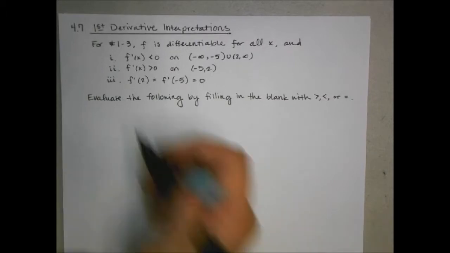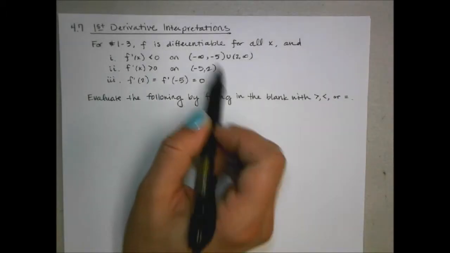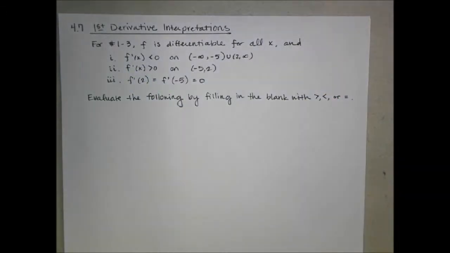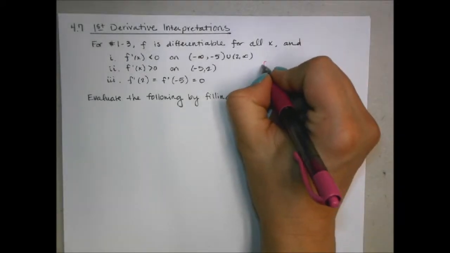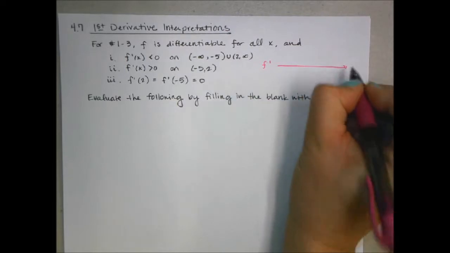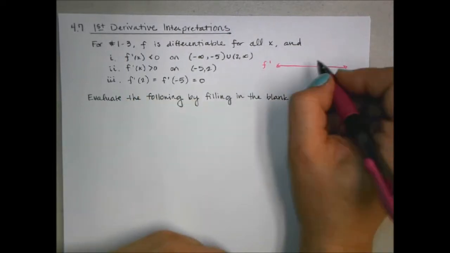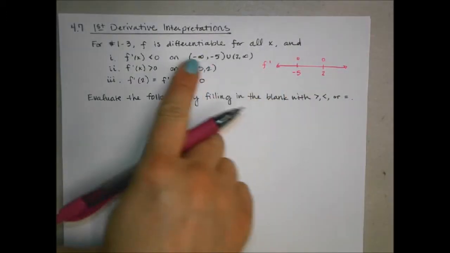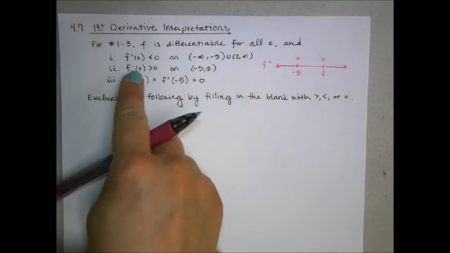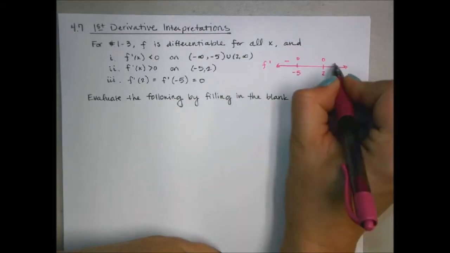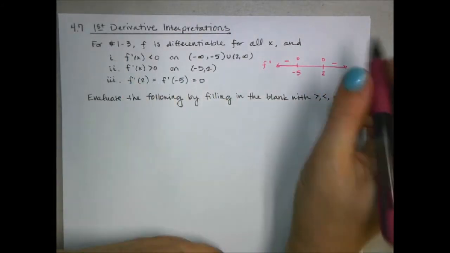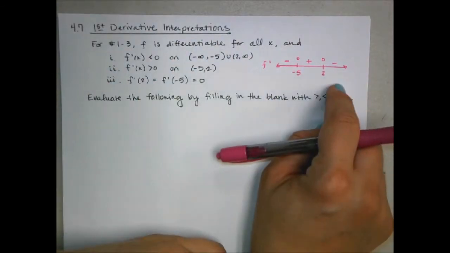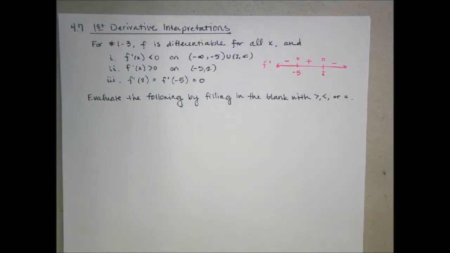All right, so before I start that, we're going to take the information we were given here. We're going to make our first derivative number line and fill in some information about f. Here's f prime's number line. We're told that at 2 and negative 5, the derivative has a value of 0. We're told that from negative infinity to negative 5 and 2 to infinity, our derivative is negative. And from negative 5 to 2, our derivative is positive. So I've interpreted my function and its derivative onto a number line. And we're going to use that to answer some of the following questions.